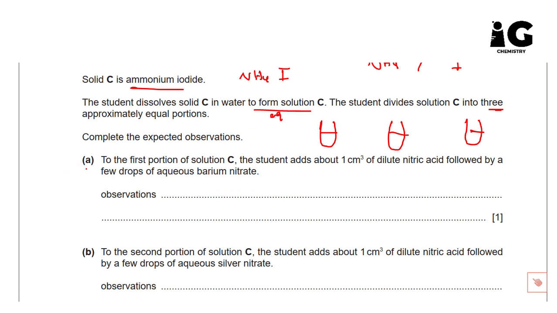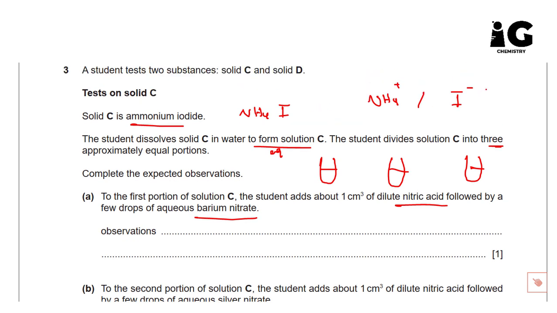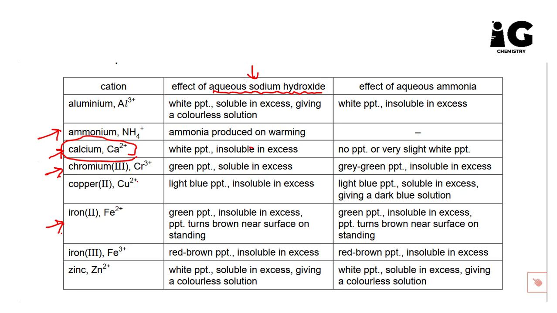In the first experiment, A, the student adds about 1 centimeter of dilute nitric acid, followed by a few drops of aqueous barium nitrate. So we need to record our observation. We need to come back to the table of tests. Remember, here we have the ions you need to check: ammonium, positive, and iodide. For ammonium, NH4, here is the effect of aqueous sodium hydroxide and the effect of aqueous ammonia. For the effect of aqueous ammonia, no effect. For the effect of aqueous sodium hydroxide, we have ammonia produced on warming.